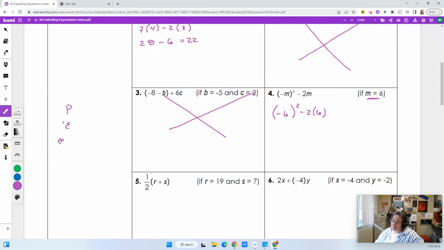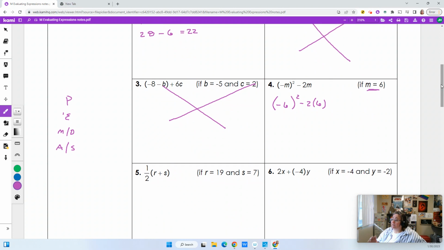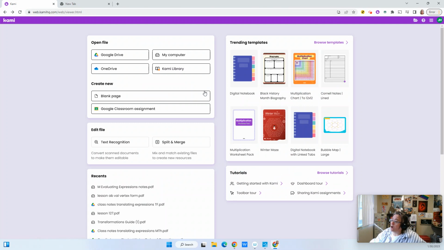Yes, Caitlin? Yeah, it's going to give us whatever value we need to plug in for our variables. So if you notice over in this one that we didn't do, it gave us B.